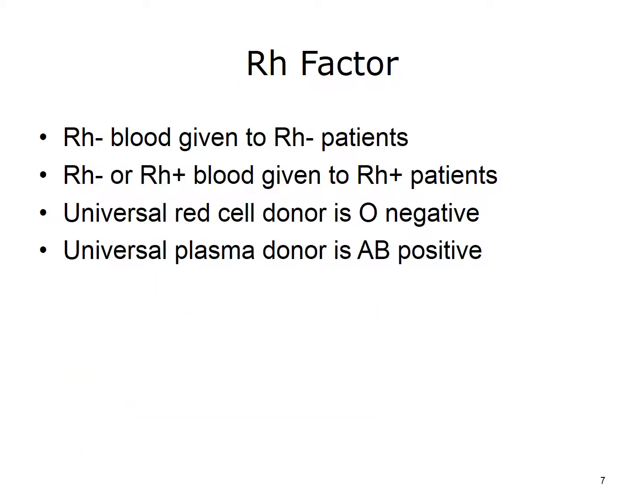In addition to the A and B antigens, there is a third antigen called the Rh factor, which can be either present, positive, or absent, negative. In general, Rh-negative blood is given to Rh-negative patients, and Rh-positive blood or Rh-negative blood may be given to Rh-positive patients. The universal red cell donor has type O negative blood type. The universal plasma donor has type AB positive blood type.